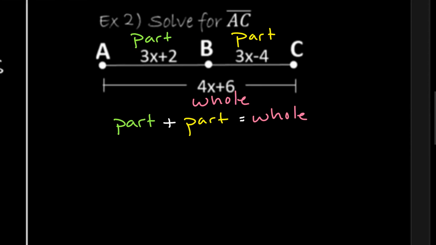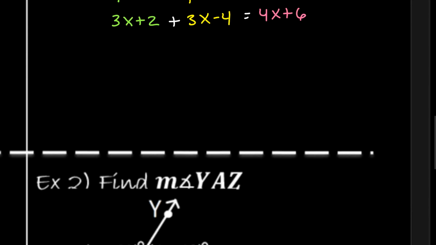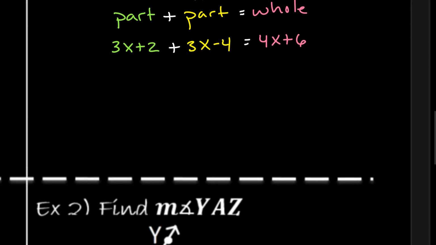What is the polynomial for my first part? 3x plus 2. Plus, what is the polynomial for my second part? And what is my whole equal to? What do you think I'm going to have to do from here? Solve it. Yeah, I have to use algebra. Great. So, what is my first step?